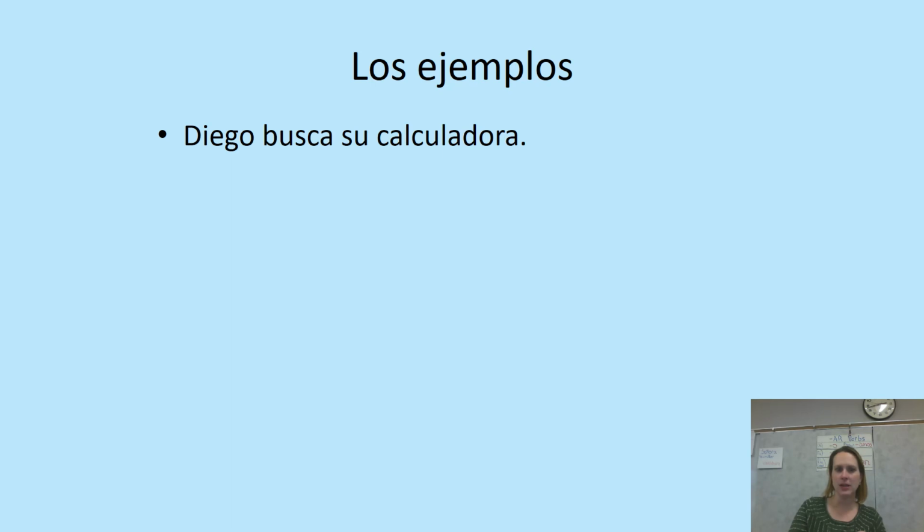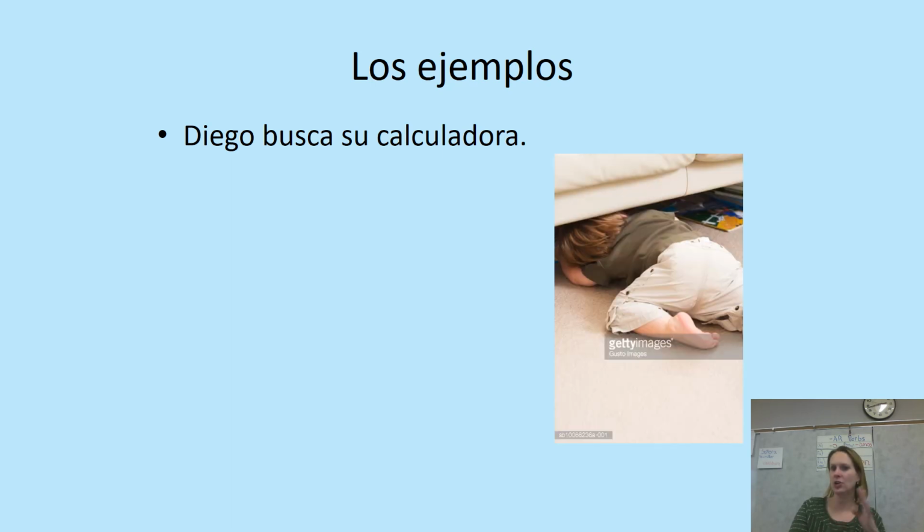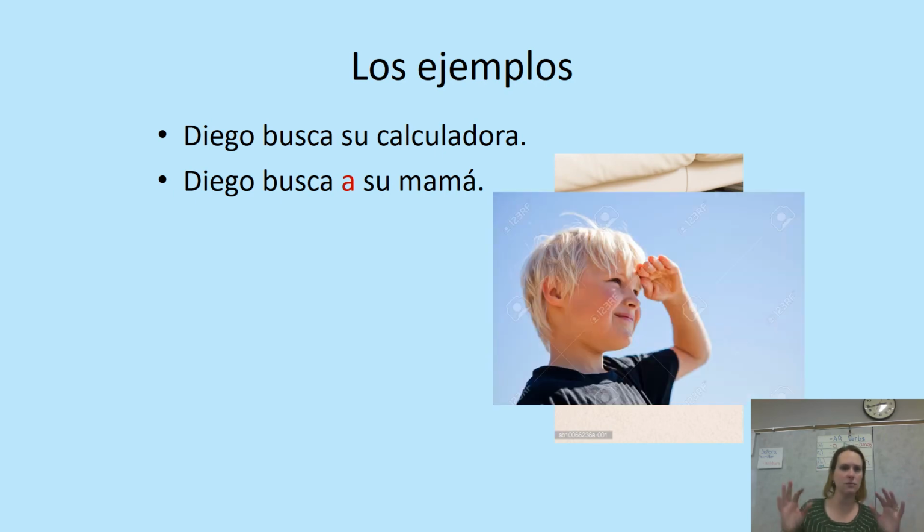All right, so los ejemplos. Let's take a look at a picture and a couple of sentences as examples. So Diego busca su calculadora. We're not using de or a here at all. We're saying Diego looks for his calculator. But in the second sentence, very similar. Diego busca a su mamá. Now instead of looking for an item, he's looking for a person, right? Diego looks for his mom, and because that direct object is a person, we have the extra a.